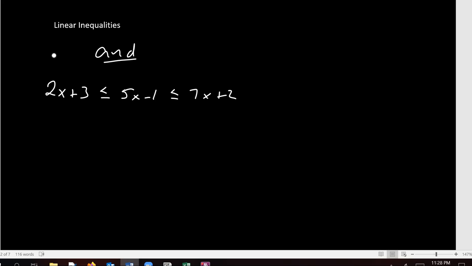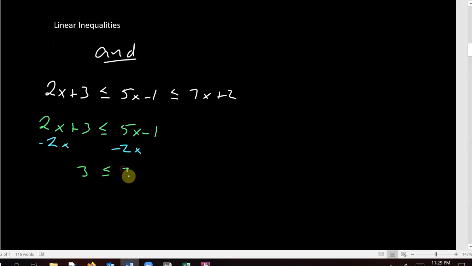So I might consider just looking at this one and saying, okay, let's just solve this thing for x. I think I will subtract 2x off of both sides. And that's going to leave me with 3 is less than or equal to 3x minus 1. Then I can add 1 to both sides, and that will be 4 less than or equal to 3x. Then I have to divide.